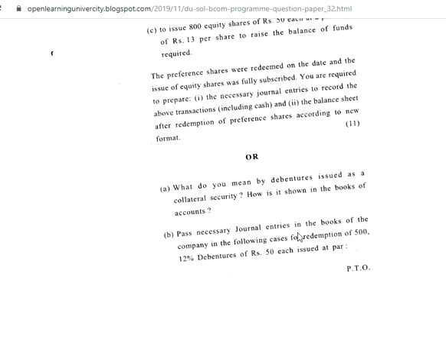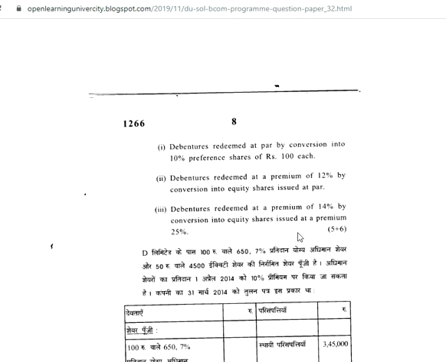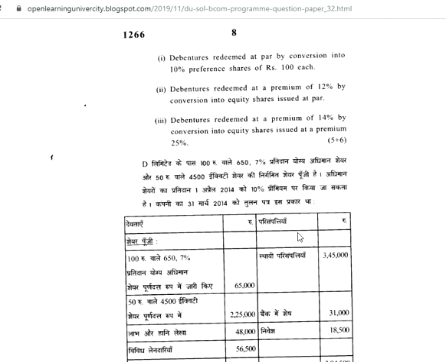Then the other part is a numerical type question. There are a lot of numerical type questions because this is a question paper of corporate accounting, and in accounting you have to record the company properly. That's why we have to attempt more questions in the numerical type. Then you can also read the details.